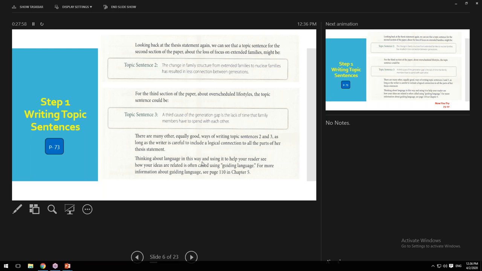Thinking about language in this way and using it to help your reader see how your ideas are related is often called using guiding language, because this would help the reader better understand your ideas. Okay, this is a good way. Okay, guiding language. For more information about guiding language, see page 110 in chapter 5. You can refer to page 110 in chapter 5. We will do it, of course, hopefully maybe next week. But for now, this is what is important here.